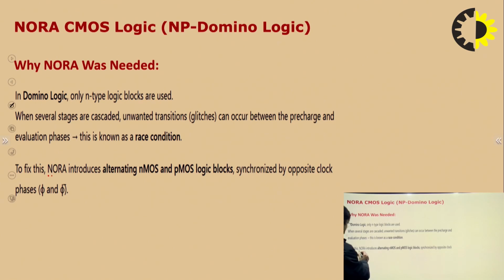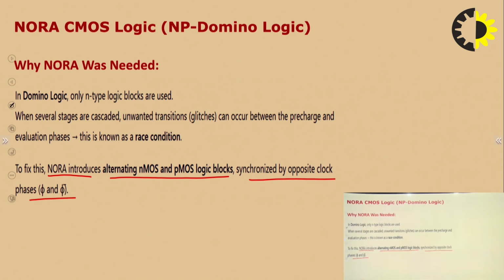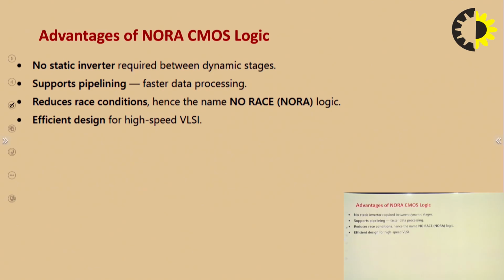So as discussed, NORA introduces alternating NMOS and PMOS logic synchronized by opposite clocks, phi and phi bar. Advantages of NORA CMOS: no static inverter is required between the dynamic stages, because if the first stage is NMOS, the second stage is PMOS, then the third stage is again NMOS. So an inverter is not required in this case. And it supports pipelining and faster data processing. It reduces the race condition problem, and it is an efficient design for high speed VLSI.